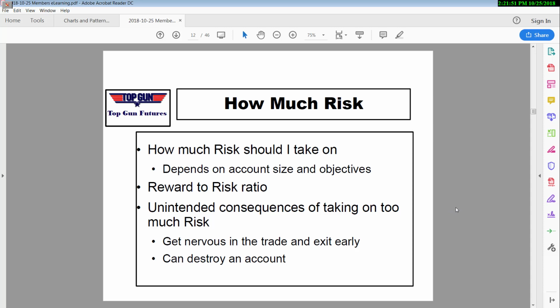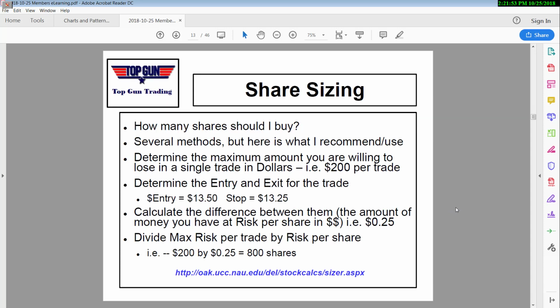Okay, let's move on. All right, share sizing. How many should I buy? Well, there are a lot of methods out there, but I'm going to show you one that I use. I've got a spreadsheet, a little table that I'm going to show you and give you, that is plastered up, stuck on the wall above my trading computer monitor. And I glance at it all the time when I'm entering. And I do the mental gymnastics. I use a $100 table, but I've got a $200 table here.